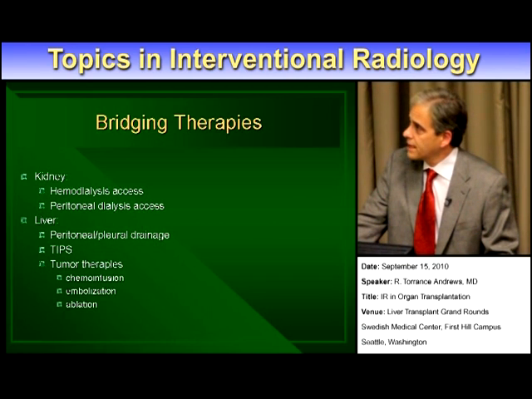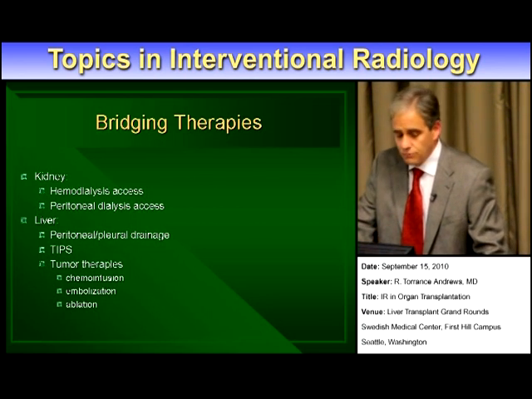Sort of fundamental things for renal patients, we maintain vascular access for hemodialysis or peritoneal access for dialysis. For liver patients, we can manage fluid collections, decompress the portal vein, and do various procedures to keep liver tumors from getting out of control and pushing the patients outside of transplant criteria.